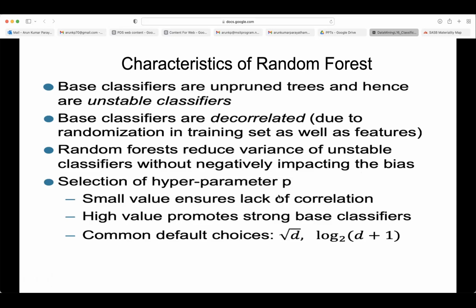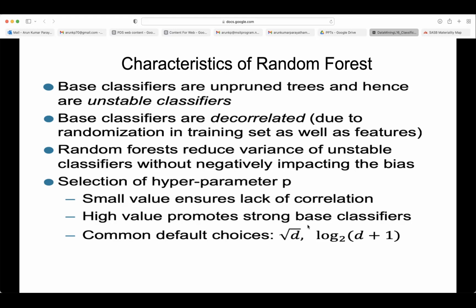If you take only one or two values, then you may not get very good correlation between the class variable and the remaining attributes, not among the independent attributes. Correlation is with the class variable. Some attributes together may be impacting the class variable. So a small value ensures lack of correlation.